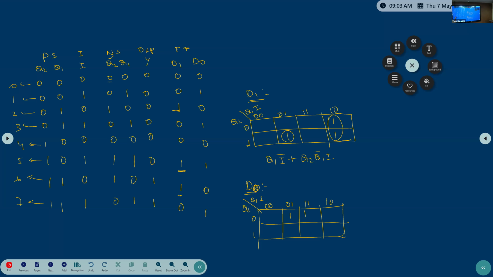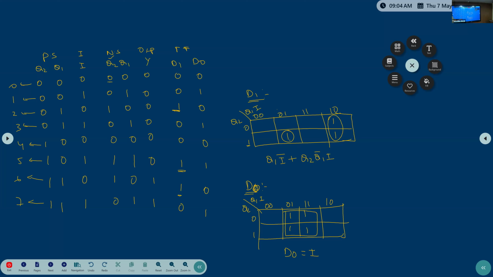So next it is high at 5. In this condition, 1, 0, 1, it is high. So next it is high at 7. In this condition, how many maximum mappings are possible? 4 mappings are possible. If I can map these 4, what is the common in these 4? Q2 is not common, 0, 1 it is changing. Q1 is 0, 1 it is changing, but I is common. So now D0 equals I. D0 equals I. Clear?